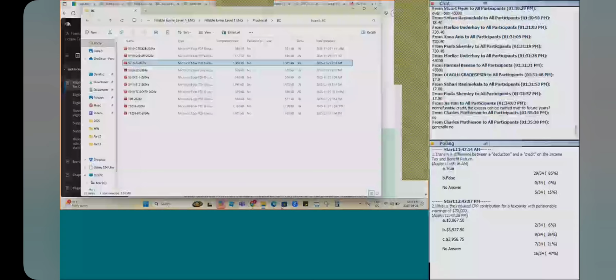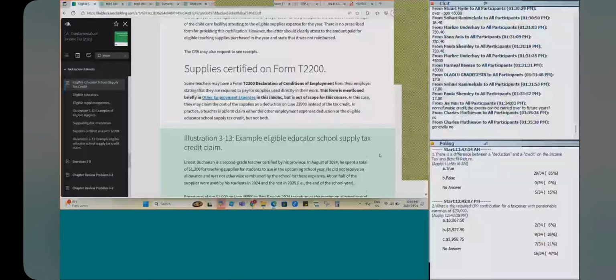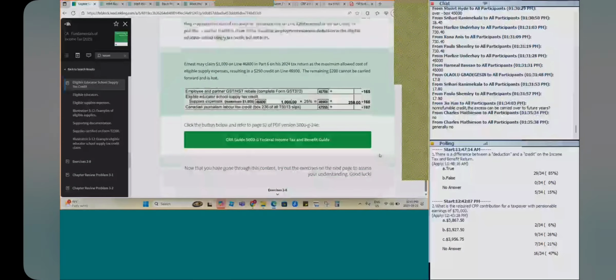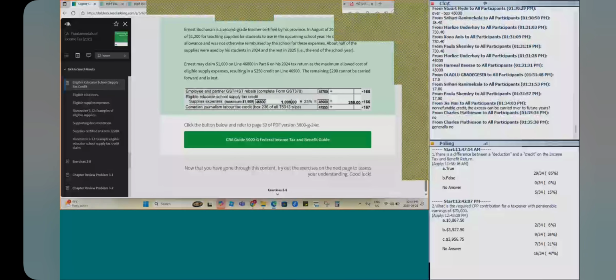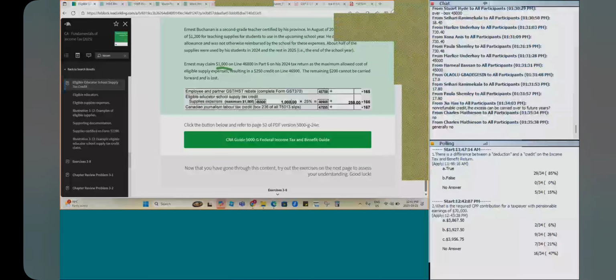So Ernest is a second grade teacher and spent $1,200 in teaching supplies for use in the upcoming school year. And he wasn't reimbursed by the school, and he used some of the supplies in 2024 and the rest in 2025. So note here, $1,000 is entered on Part 6 of the tax return. 25% of that can be claimed, so he gets a credit of $250. The remaining $200 is lost.